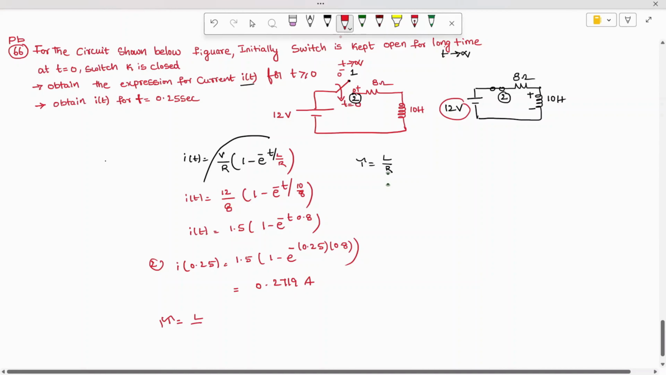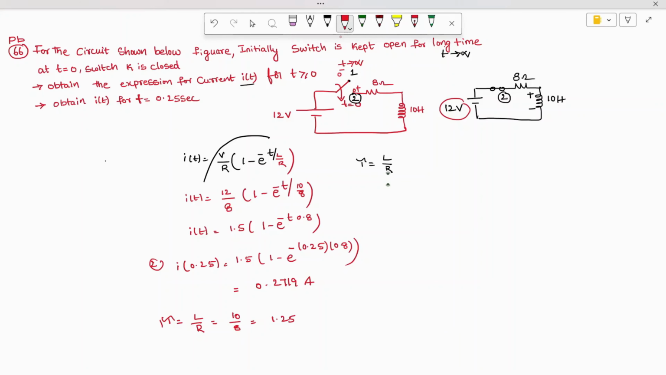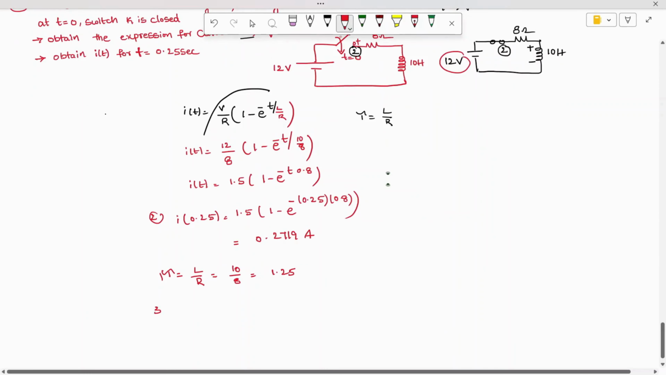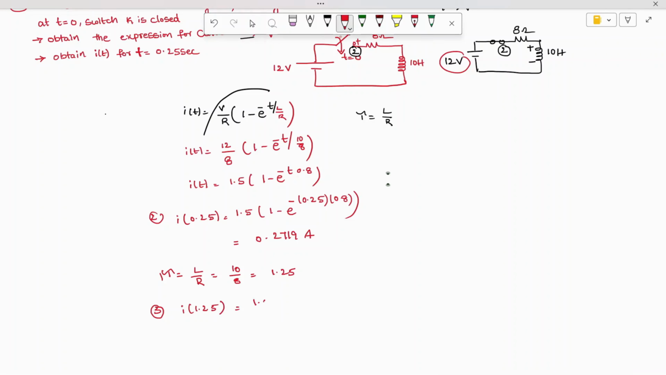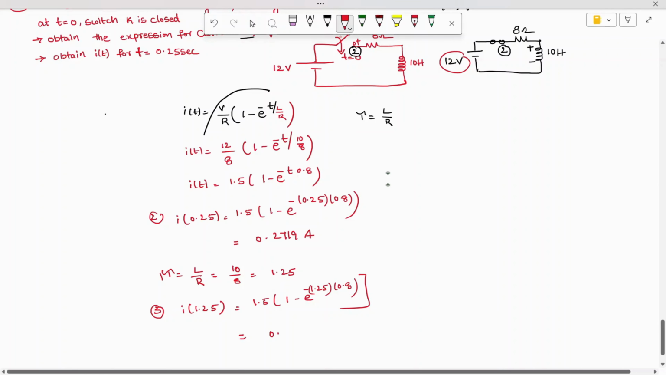The third question asked is to find the current at one time constant, which is L by R. The value of L is 10 and the value of R is 8, so you are going to get a time constant of 1.25 seconds. So i(1.25) is equal to 1.5 into 1 minus e to the power minus t, where t value is 1.25 into 0.8. So this is the expression, and you are going to get 0.948 amperes. These are the different currents we are getting.